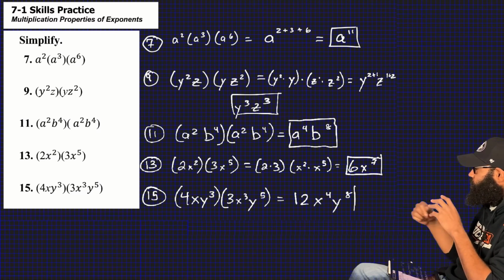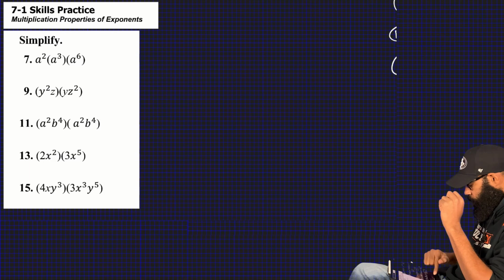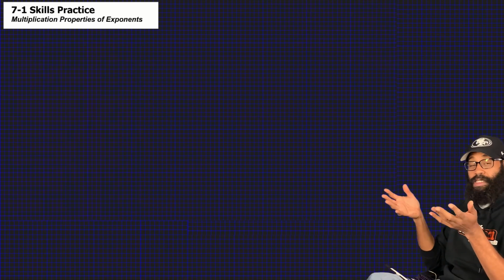Then I got 1x in the first one and 3x's in the third one. 1 and 3 give me 4. 3y's in the first one and 5 in the second. 3 plus 5 gives me 8. So, boom, pow, look at what we got. And that's it, guys. Really nothing more than adding.